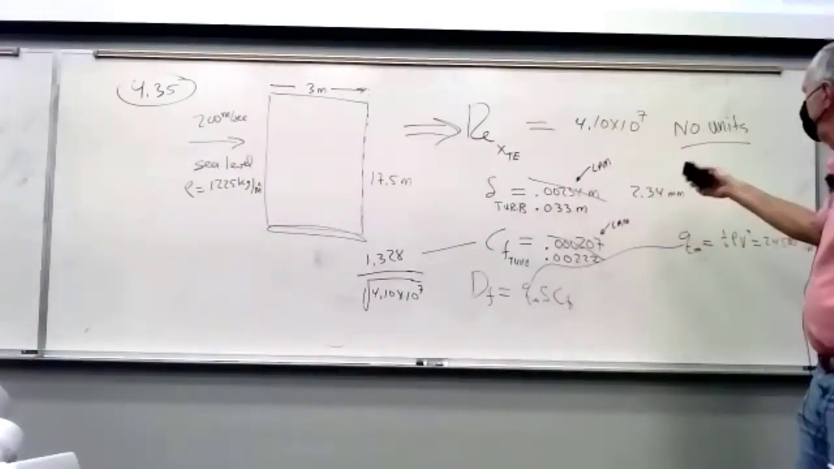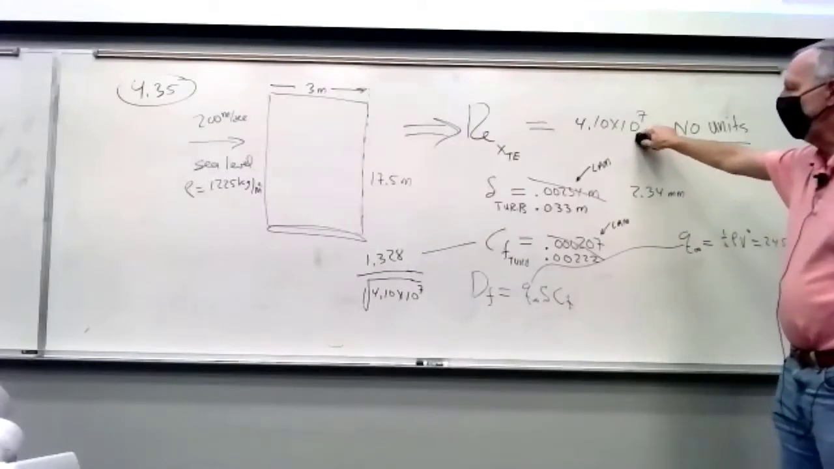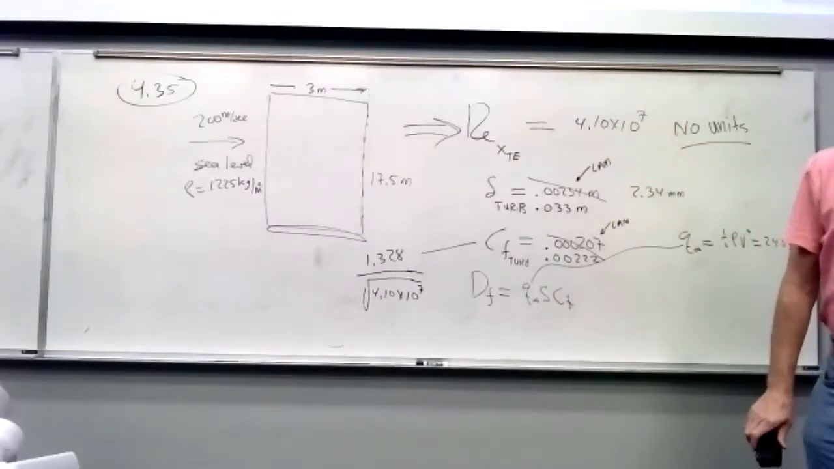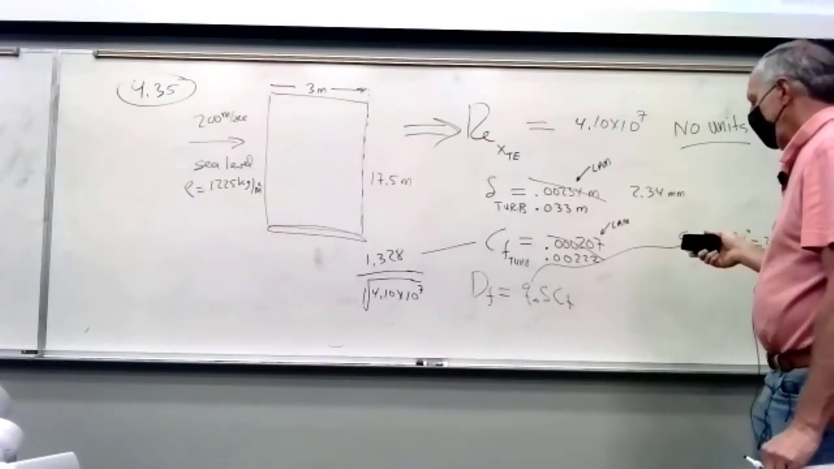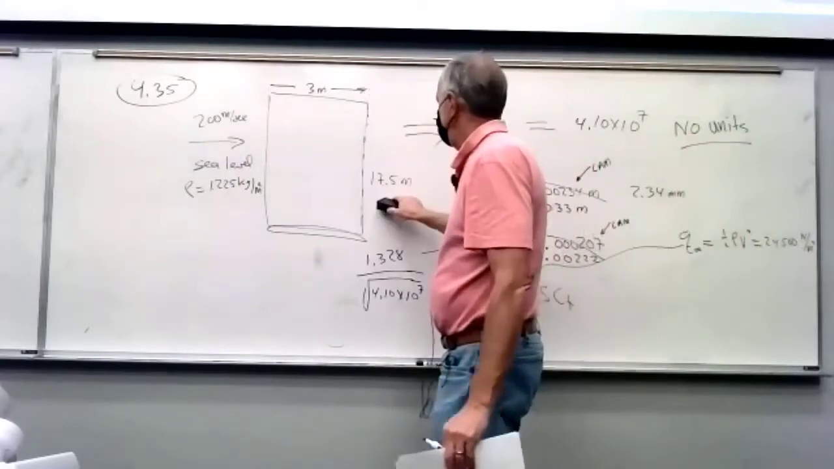So really, these problems are finding the right formulas, learning how to calculate Reynolds number. It's pretty much plug and crank on this stuff. So that S is our surface area, right? Yeah, it's the 3 times 17.5.